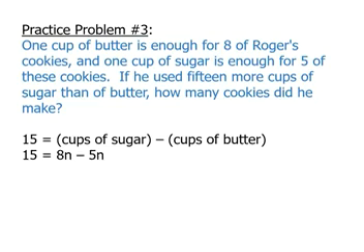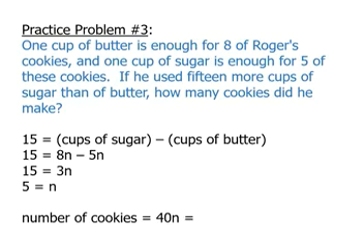Well, now we can just do algebra. With this equation we have, of course, 8n minus 5n is 3n. Divide by 3, we get n equals 5. Well, now we know the value of n, so now we can plug in and find all the absolute values. What we're looking for is the number of cookies. Number of cookies is 40n. Plug in 40 times 5, 200. We made 200 cookies.